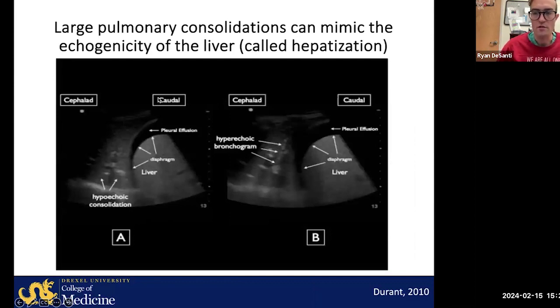It is important to find the diaphragm because large pulmonary consolidations can mimic the echogenicity of the liver. This is called pulmonary hepatization, as this word right here. This is when you have such dense consolidation of the lung where it appears as a solid organ, and we'll see examples of this later on.